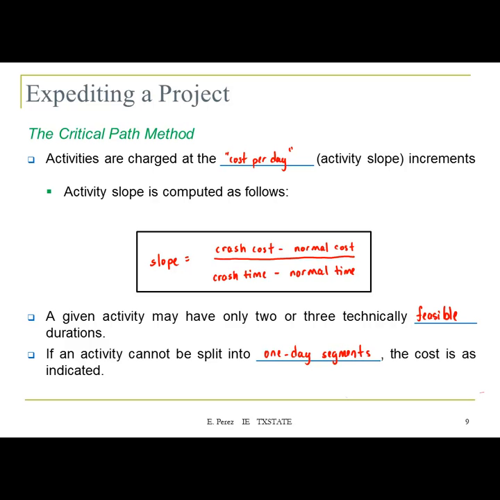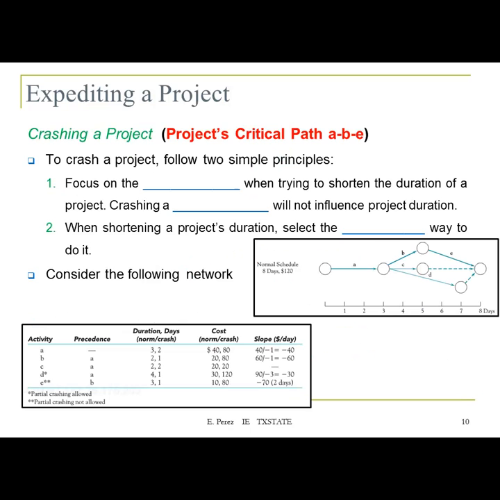Okay, so remember, we're going to use this cost per day to decide which activity we are going to crash first based on this cost. We want to minimize the cost of crashing the project, so that's why we're going to look at the minimum cost to decide which of the activities to crash first. So to crash a project, follow two simple principles. The first one is to focus on the critical path.